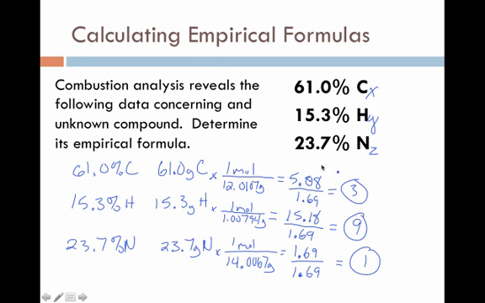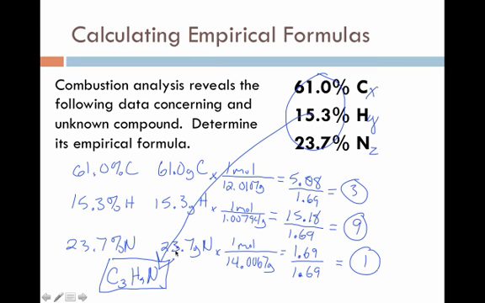So we get 3, 9, and 1, all whole numbers, which means we can now write the formula for this compound as C3H9N: 3 carbons, 9 hydrogens, 1 nitrogen. And that is the formula that corresponds to these weight percents of our 3 elements.